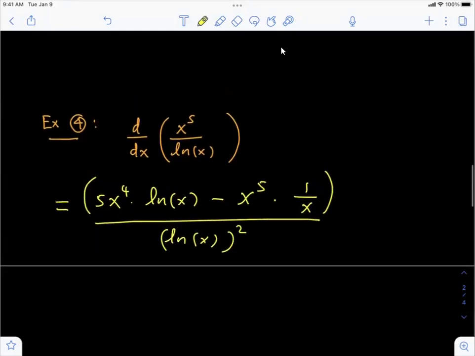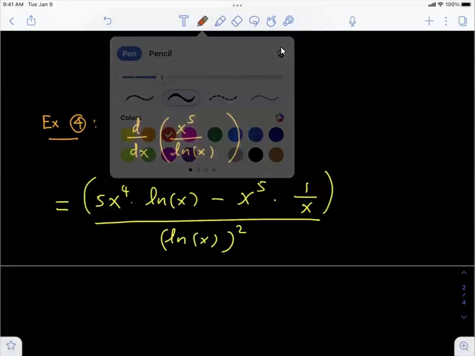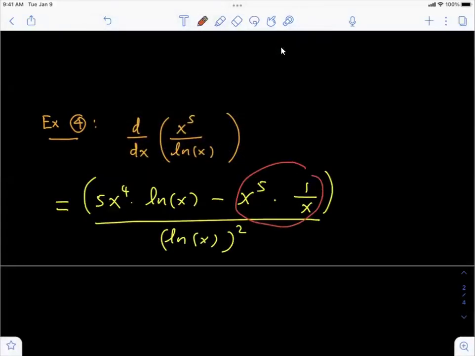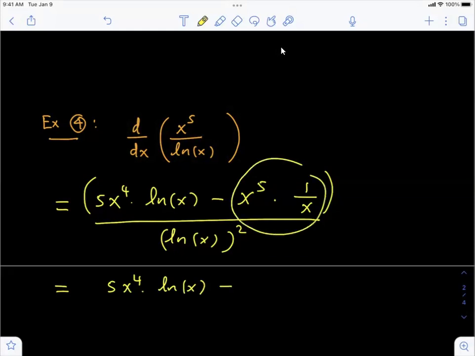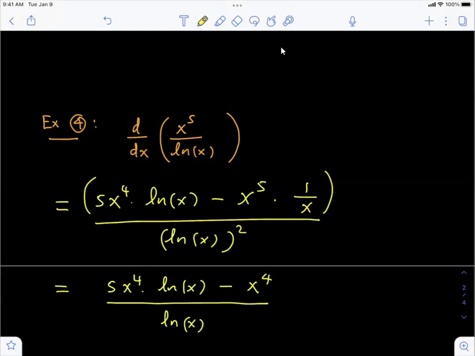So potential simplifications, here you can simplify these two. It might be a good idea to simplify those two terms because that is an evident simplification. So you have 5x to the fourth and ln of x minus x to the 4 divided by x is none other than x to the 5 divided by x is x to the fourth. The entire term is divided by just the square of ln of x, and that would be sufficient as a simplification.